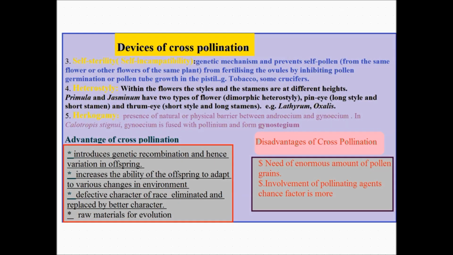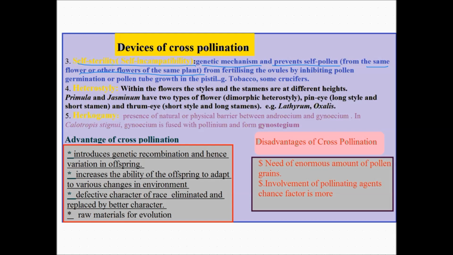Now another device is self-sterility or self-incompatibility. It is very much clear that self-incompatibility means stigma is not compatible with its own pollen. That means this is a genetic mechanism that prevents self pollen from the same flower or other flower of the same plant. When self pollen grain falls on the stigma, stigma does not receive it.